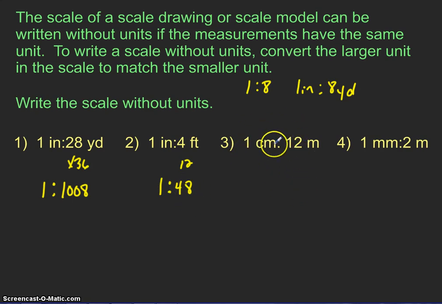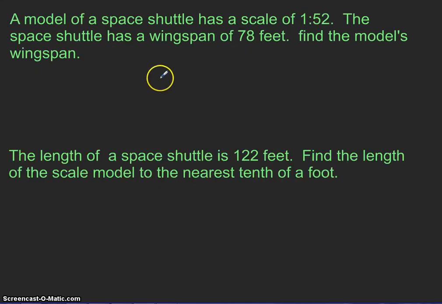Okay, let's change this to centimeters. Well, I just have to multiply by 100 because there's 100 centimeters in a meter. So that gives me 1 to 1200. Okay, here there are 1,000 millimeters in a meter. Multiply that, I get 1 to 2,000. Very straightforward.